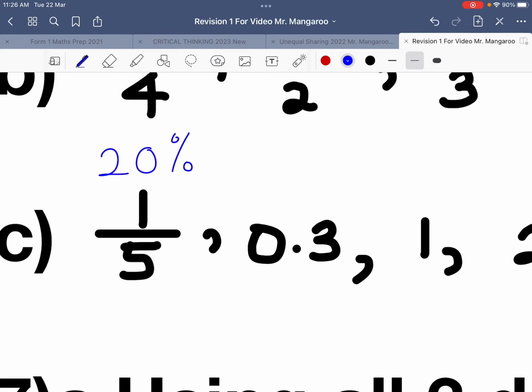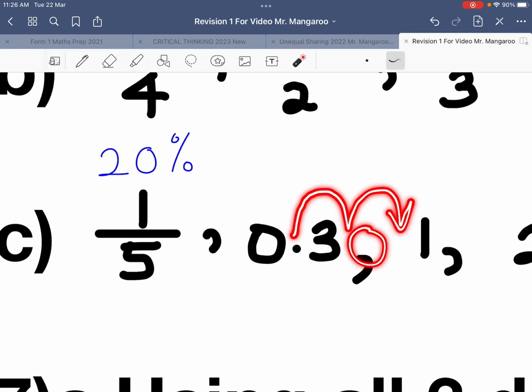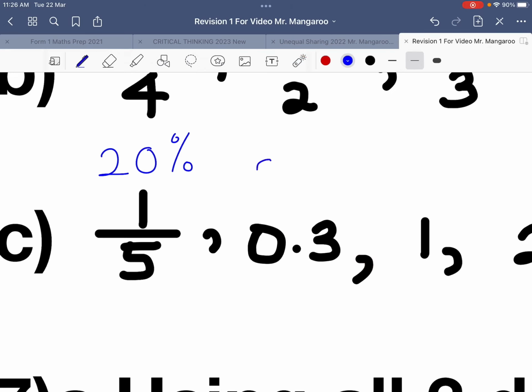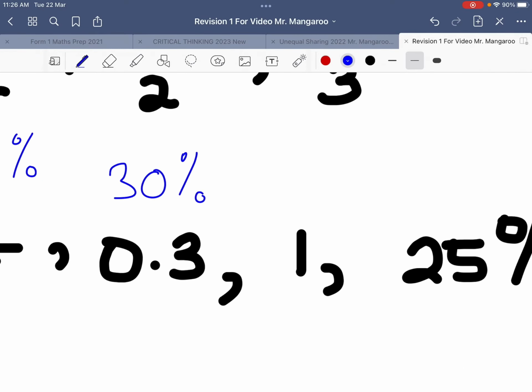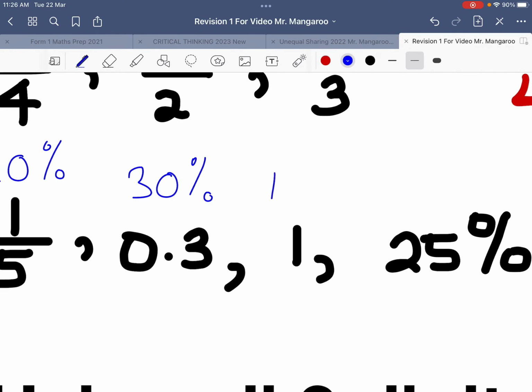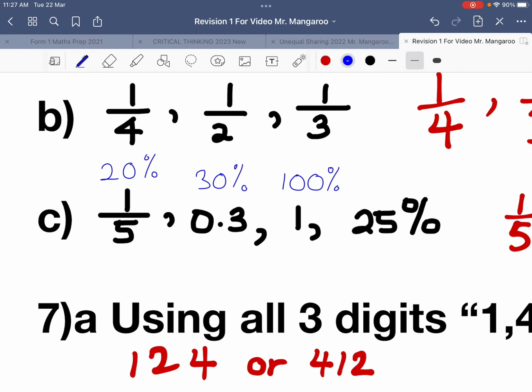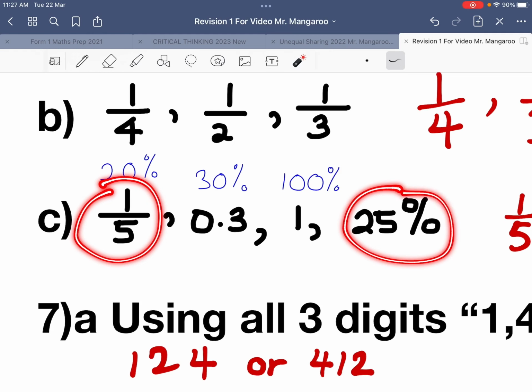Point 3, we multiply that by 100. So it means to shift the point 2 places to the right. So that will give us 30%. 1 means 100%. If we multiply it by 100, we will get 100%. So we can see the order here. 1/5 will go first, followed by 25%, followed by 0.3, followed by 1.